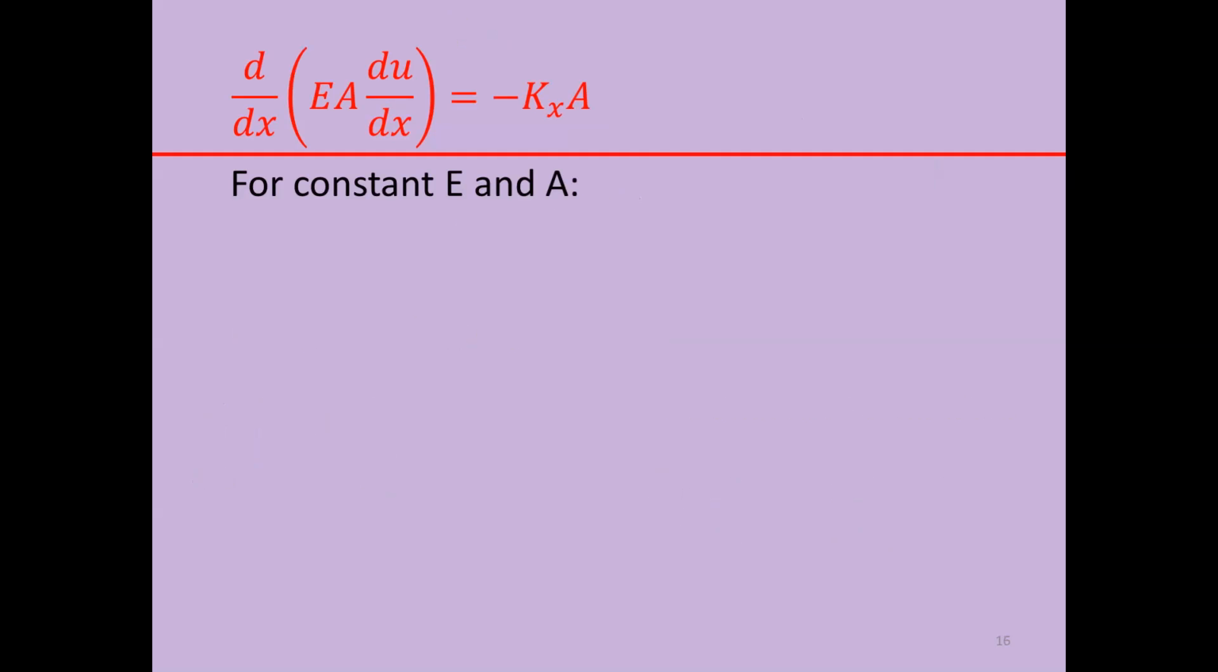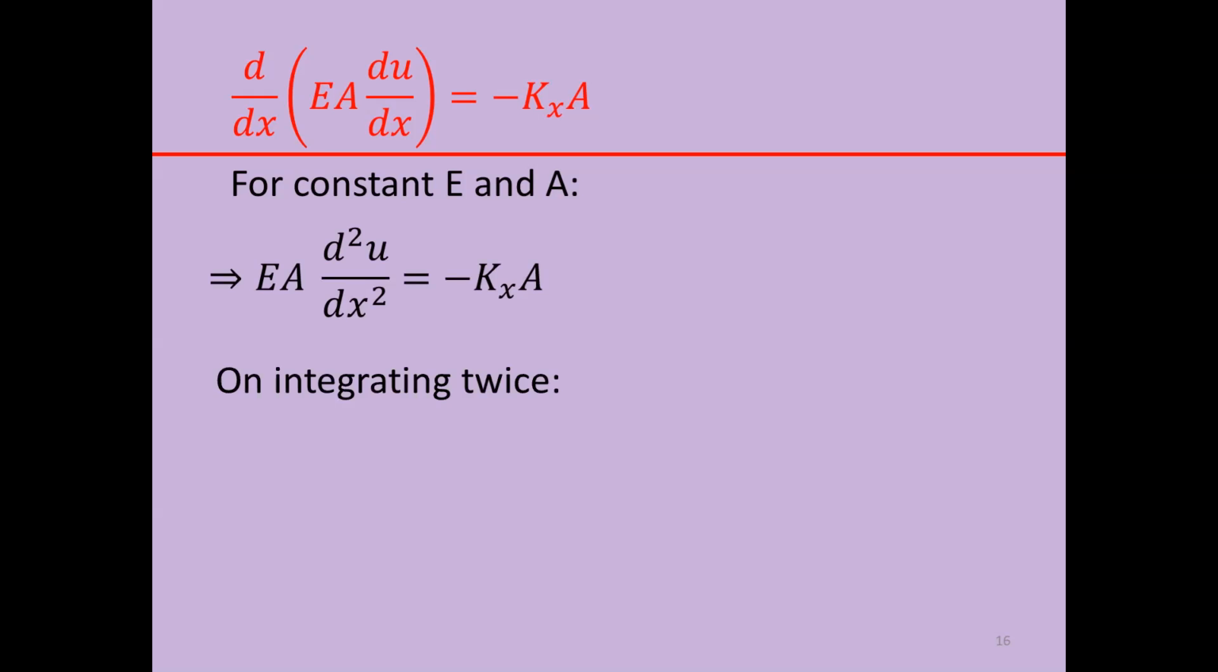For constant elasticity and cross-section area, the differential equation gets simplified to, and when we integrate it twice, we get an equation containing a term x square. In fact, there is a term containing x also, and we have two unknowns, c and d, which can be solved for the two boundary conditions which were on display in the previous slide.